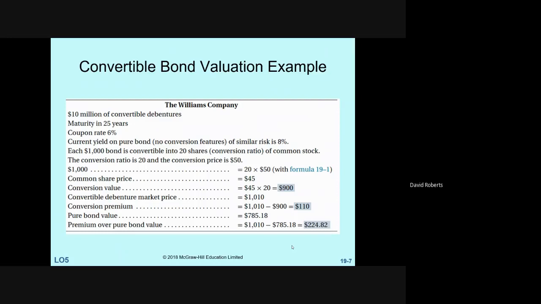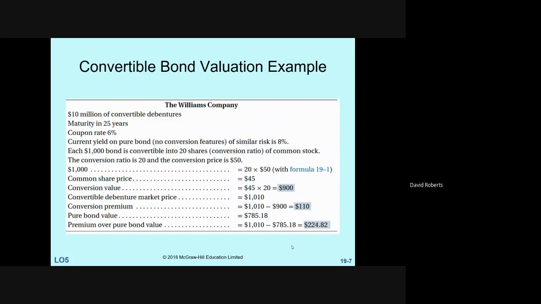The pure bond value, so that would be the value of just the bond by itself, would be $785.18. And you know how to calculate the value of a bond. They call it pure bond value. So that's just the value of the bond, including the interest and including getting the maturity value back. The premium is the difference between the current market price and the pure bond value.